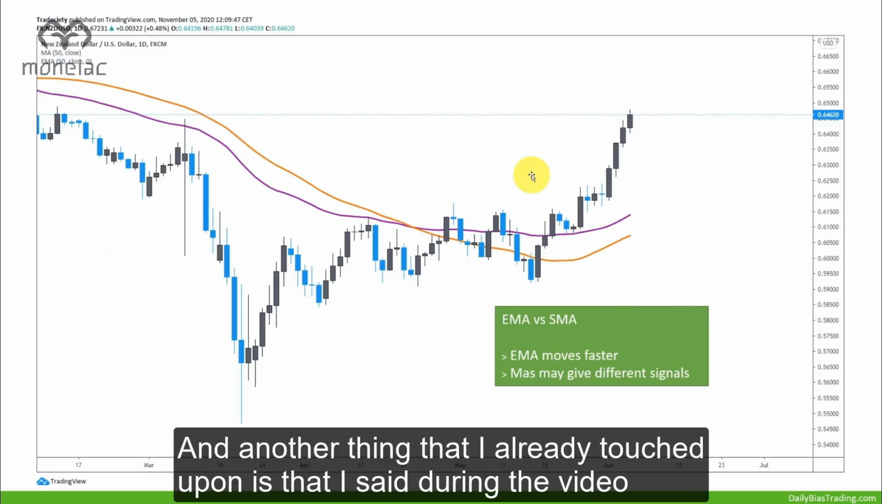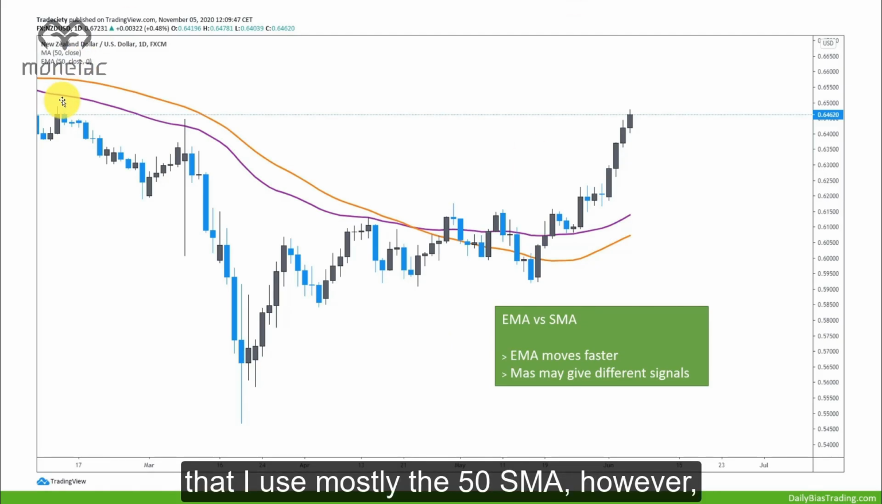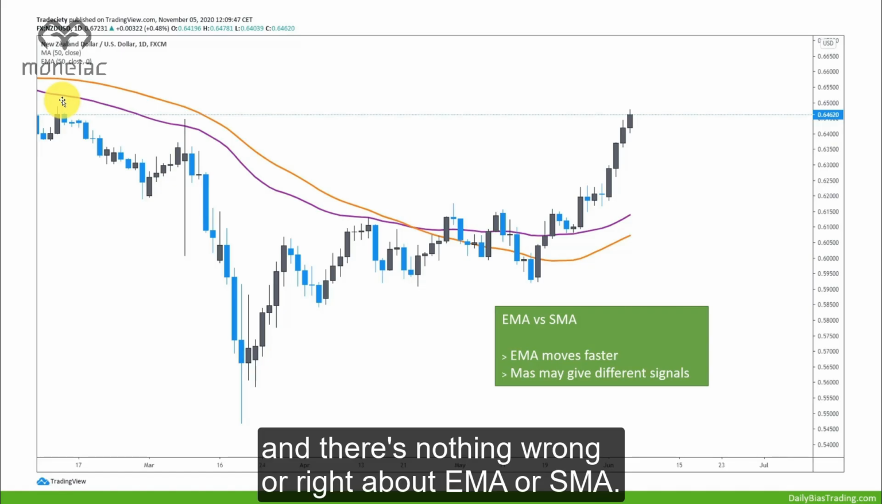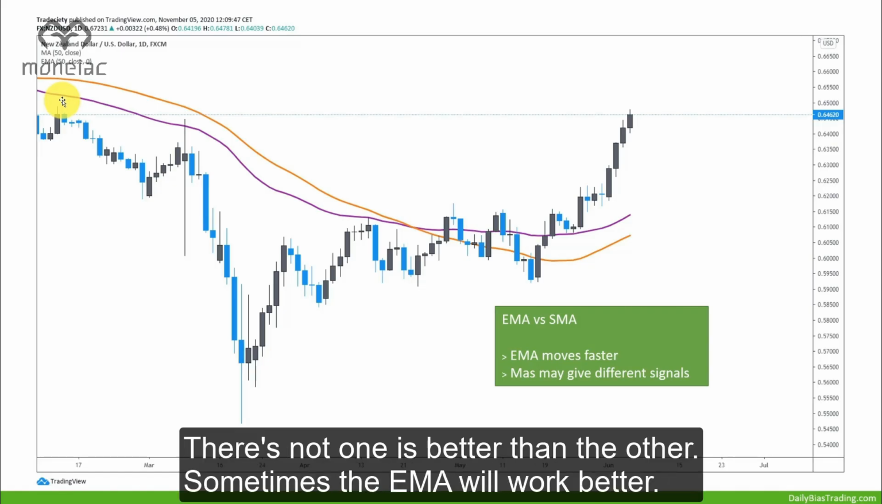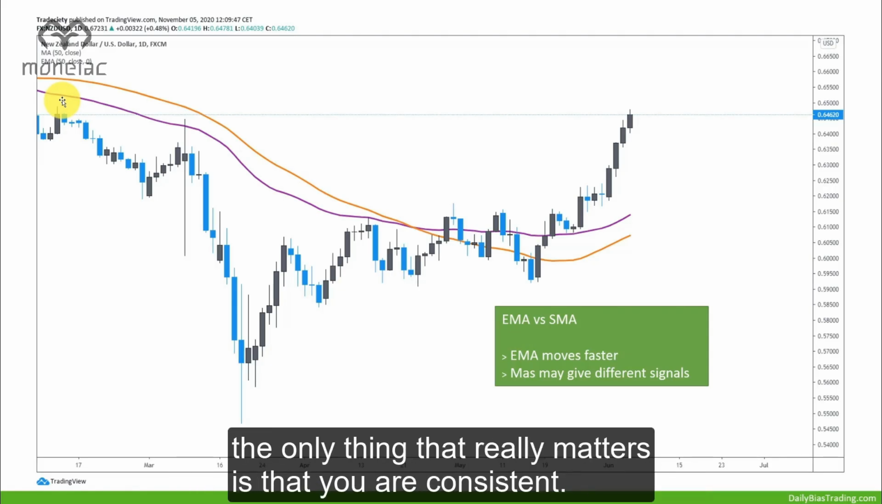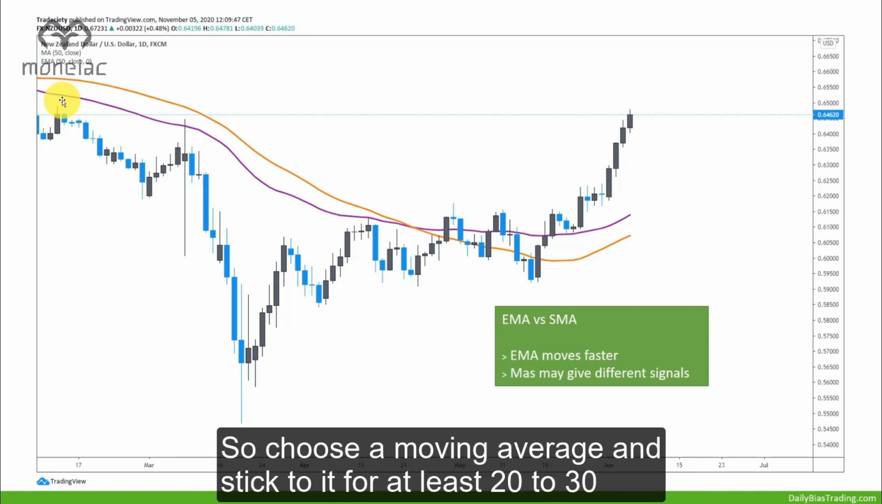And another thing that I already touched upon is that I said during the video that I use mostly the 50 SMA. However, I have seen other traders use the 50 EMA instead. And there's nothing wrong or right about EMA or SMA. Neither one is better than the other. Sometimes the EMA will work better. Other times the SMA will work better. Over the long term, the only thing that really matters is that you are consistent. So choose a moving average and stick to it for at least 20 to 30 trades.